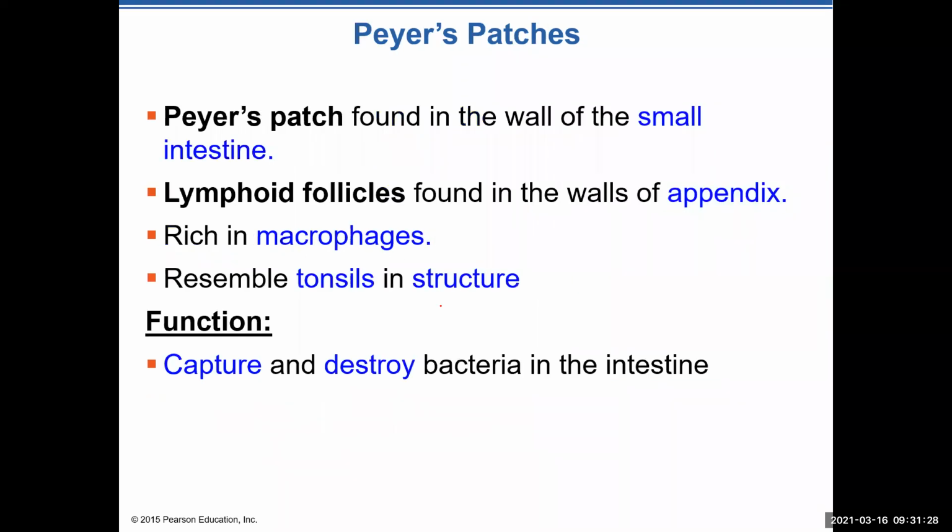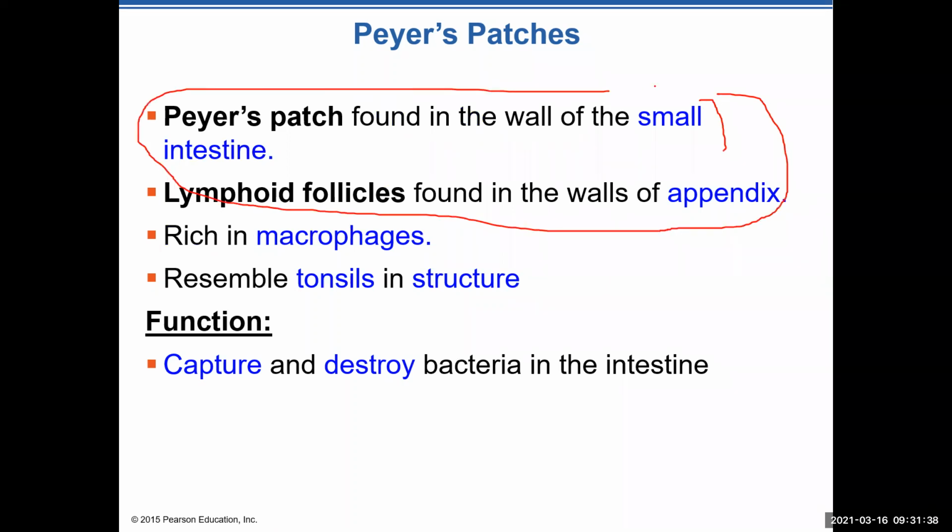Okay, and then we have the Peyer's patch and the lymphoid follicles. So Peyer's patch and lymphoid follicles, right? Both of them protect our gut from various microorganisms, because we eat food. Food can be rich in bacteria and other things, right? So we also need immunity in the gut. So that's provided by the Peyer's patch and the lymphoid follicles found in the appendix.